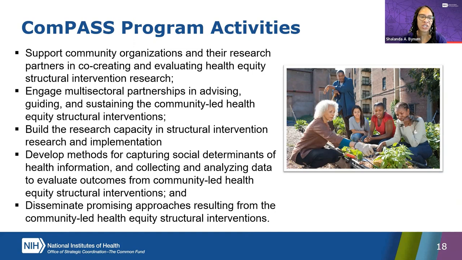In summary, ComPASS goals will be achieved by the following activities: supporting community organizations and their research partners and co-creating research to evaluate community-led health equity structural interventions, by engaging multi-sectorial partnerships, both locally and nationally, and advising, guiding, and sustaining the community intervention, by building capacity among community organizations and their research partners in structural intervention research, building capacity in community-led research, and fostering sustainability of efforts post-funding, by developing methods for capturing social determinants of health information and collecting and analyzing data to evaluate outcomes for community-led health equity structural interventions, and lastly, by disseminating promising approaches resulting from such interventions. Next slide.